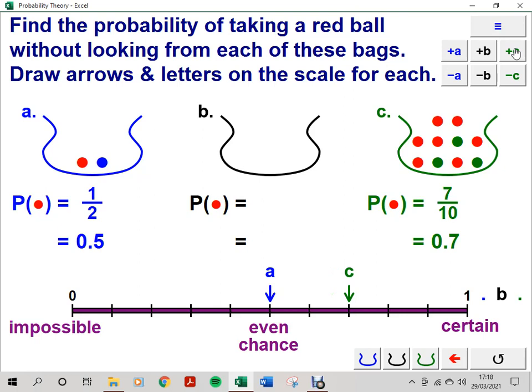Now I'm going to ask my pupils, can you design the contents of the black bag so that its probability of selecting a red ball without looking is exactly halfway between the probabilities of the other 2 bags? To clarify this problem for our pupils, perhaps reveal the arrow for B and then increase it so it's exactly halfway between A and C.